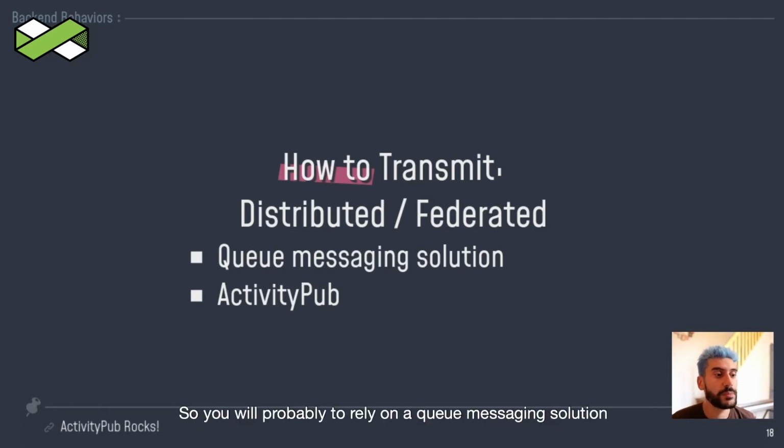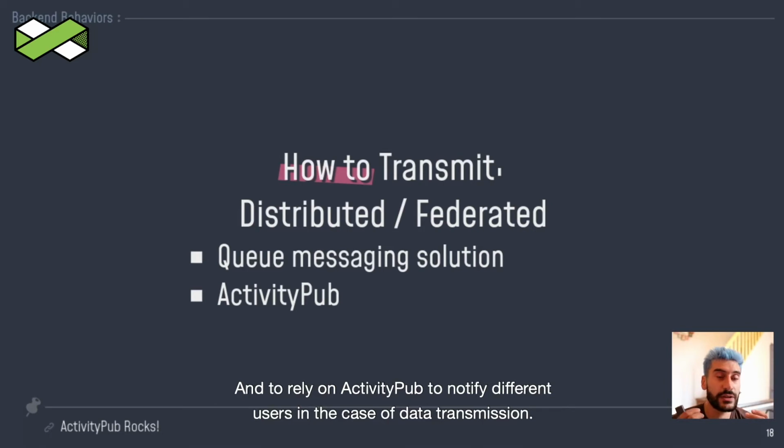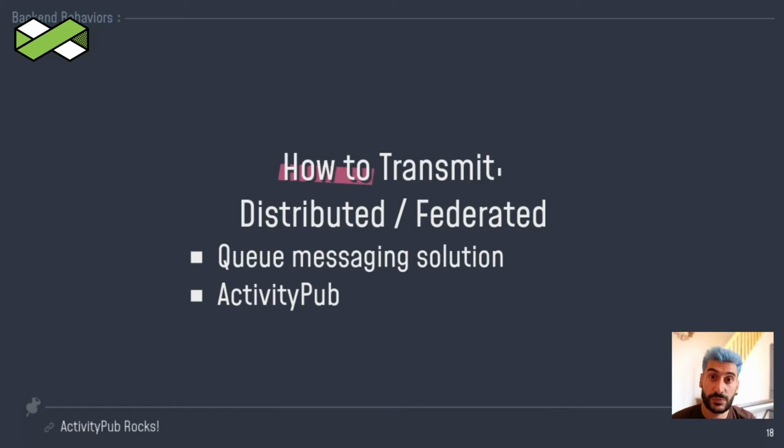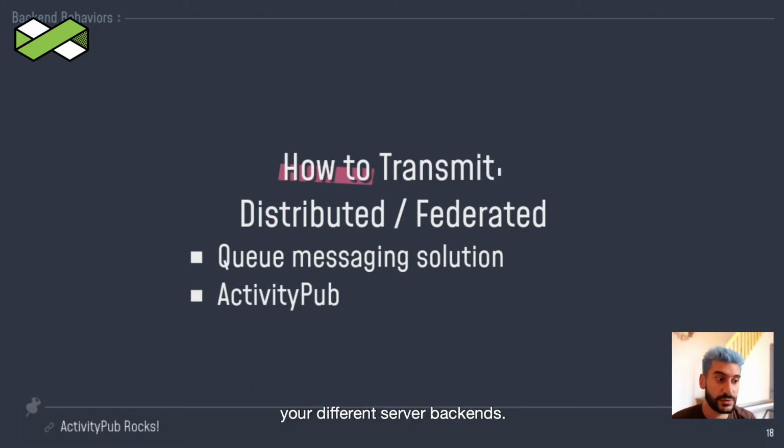So you will probably have to rely on a queue messaging solution to ping the different backends, and to rely on ActivityPub to notify different users of a data transmission. Another useful use of ActivityPub is that you will simply rely on it to federate your different server backends.